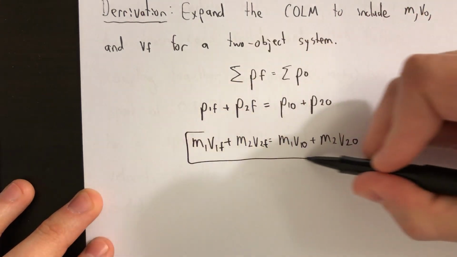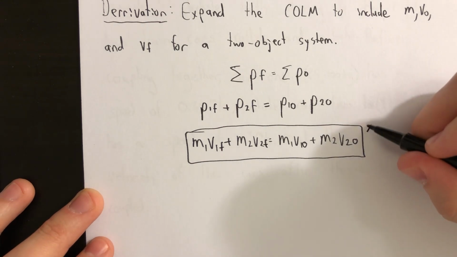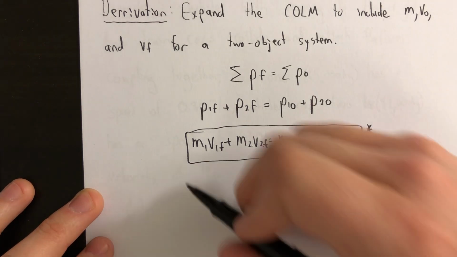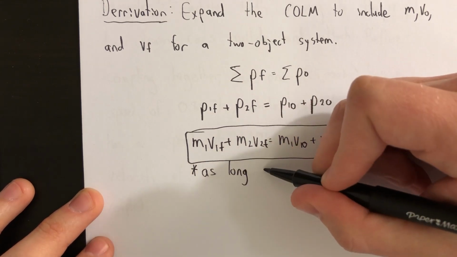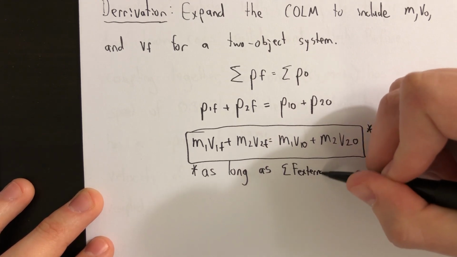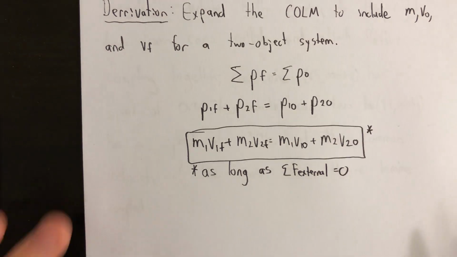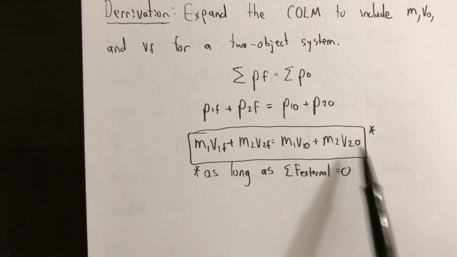So this is the number one thing that we've got to write down. Still, we need to remember it's as long as the sum of external forces is 0. The only forces that are allowed in these problems are these objects pushing on one another. The only forces that we can acknowledge are these forces pushing on each other. So that's the number one thing.